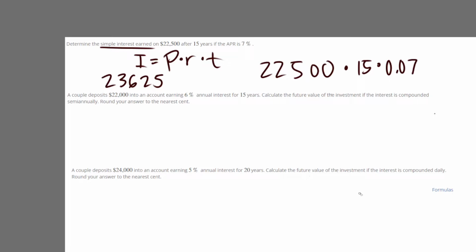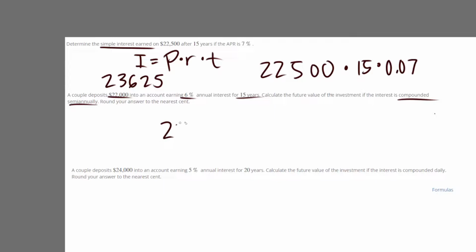This question says that a couple deposits $22,000 into an account earning 6% annual interest for 15 years. Calculate the future value of the investment if the interest is compounded semi-annually. We're on to the nearest cent. So, we have some key words here. Compounded semi-annually. When you see something like compounded, you have a pretty good idea that it's going to be compound interest. Now, it might not always, but it's a general idea.